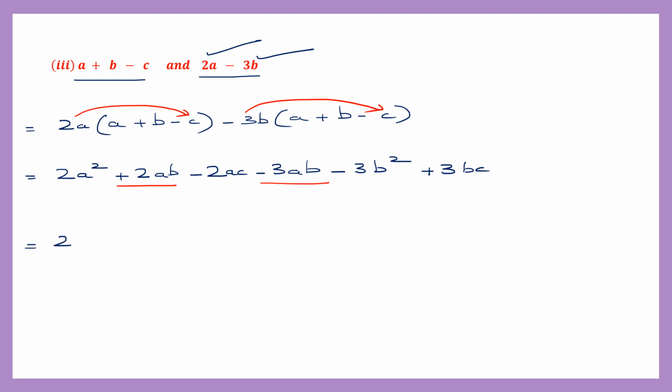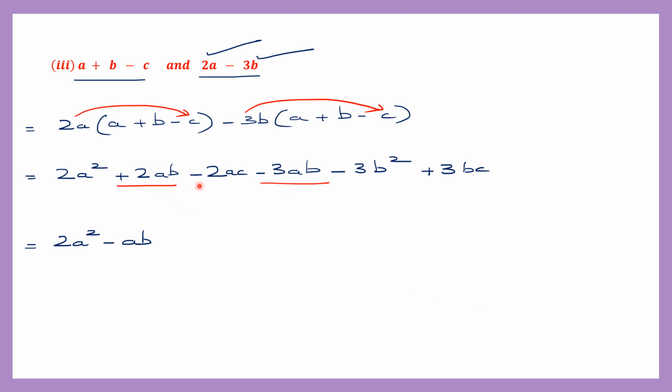So 2a square. Now let's look at the like terms. What do we have? 2ab minus 3ab. Let's take only the numbers here. Plus 2 minus 3. When signs are different, we put the sign of the bigger number and we subtract. 3 minus 2 is 1 and we write ab. So this can be written as minus 1ab or simply minus ab. So let's write that, minus ab. So now we finished with ab.